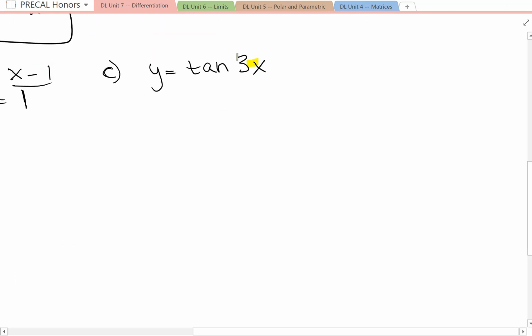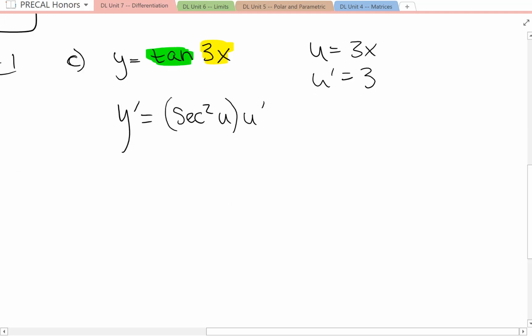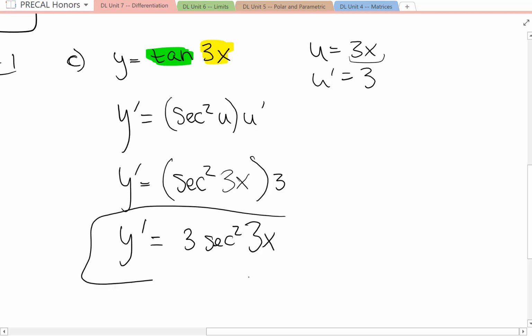The inside function is 3x, the outside function is tangent x. I'm going to say u is equal to 3x, which makes u prime equal to 3. The derivative of tangent is secant squared u times u prime. So y prime is equal to secant squared u, which is the function 3x, times u prime, which is 3. So 3 now becomes my coefficient in the front. 3 secant squared 3x is my answer.